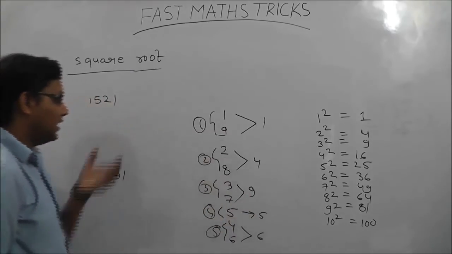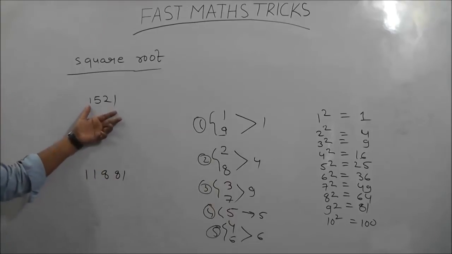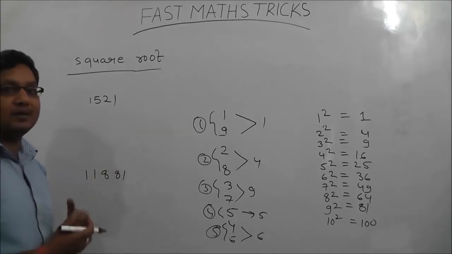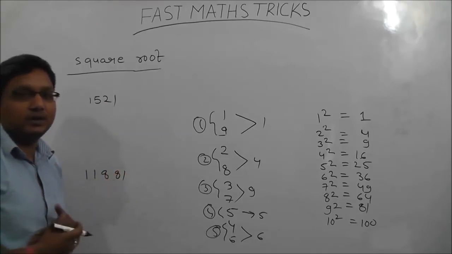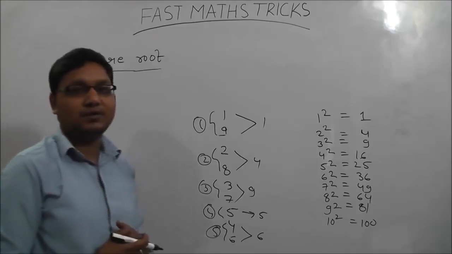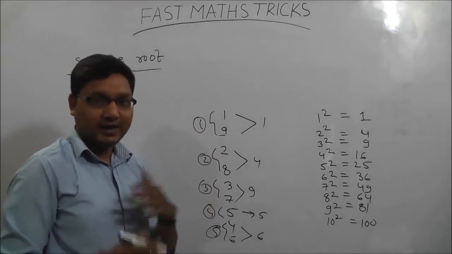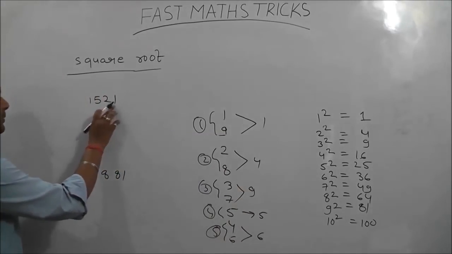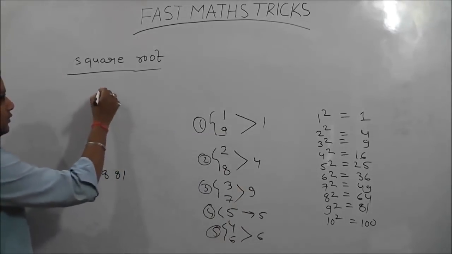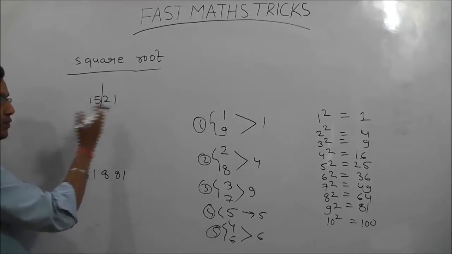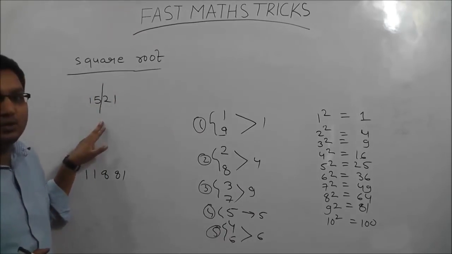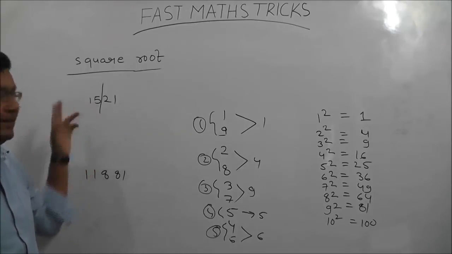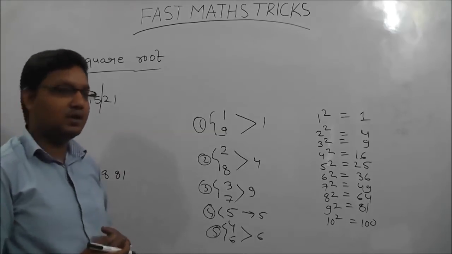Now let's see how to find the square root of a number. Suppose the number is 1521. We can only find the square root by this method when it is a perfect square, because for a number which is not a perfect square, with some decimal, we cannot find the square root by this method. So suppose this number is a perfect square, 1521. First we have to put a line after 2 digits, because it is a square. In the case of cube, finding the cube root, we have to put a line after 3 digits. These things you have to remember.